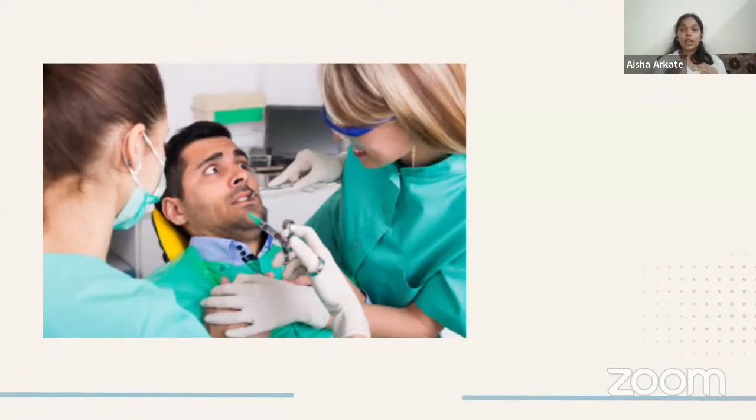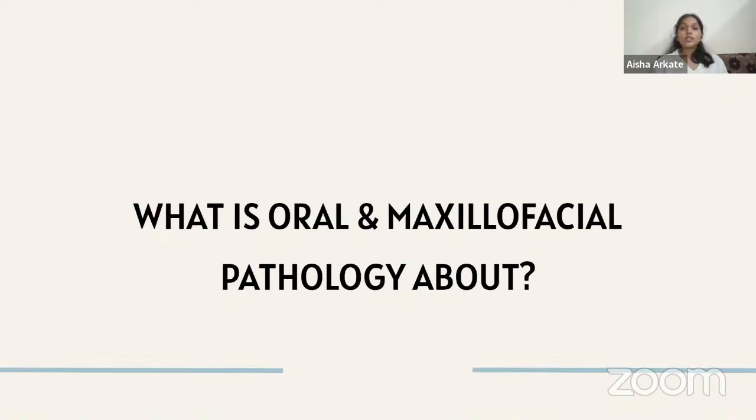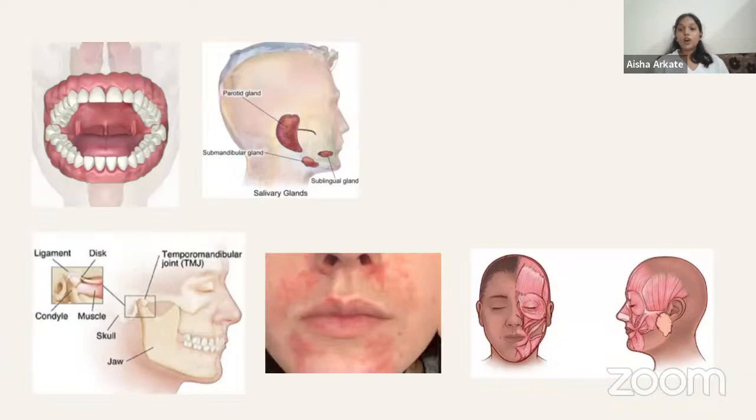His poor oral health affected his self esteem, causing him to avoid close interactions with others. This anxiety extended into other areas of his life, causing general anxiety disorder. What is oral and maxillofacial pathology about? It refers to the study of diseases of the mouth, jaws, and related structures such as salivary glands, temporomandibular joints, facial muscles, and perioral skin.